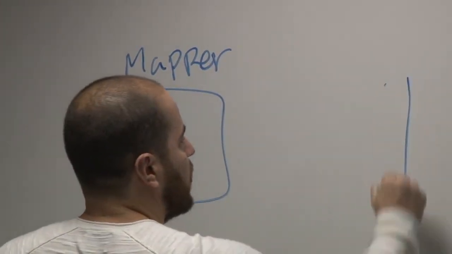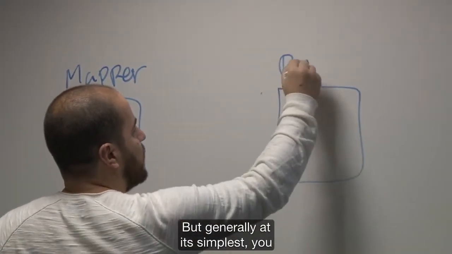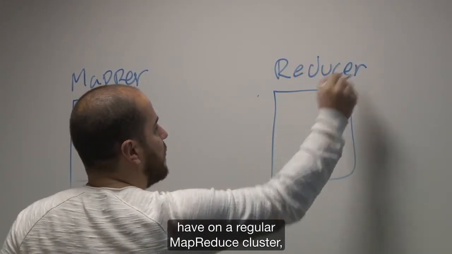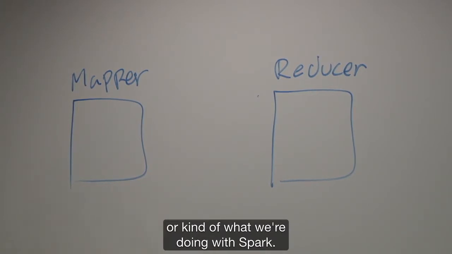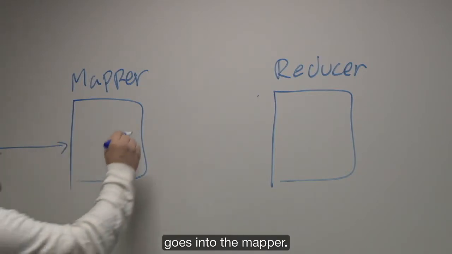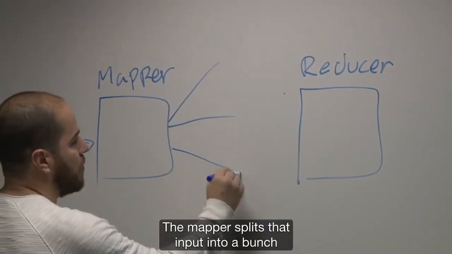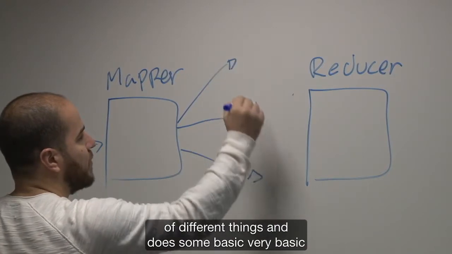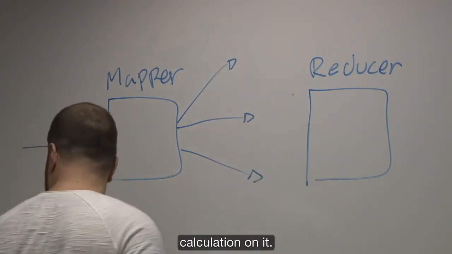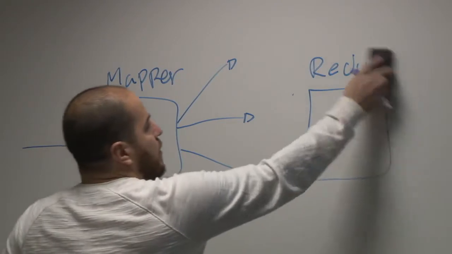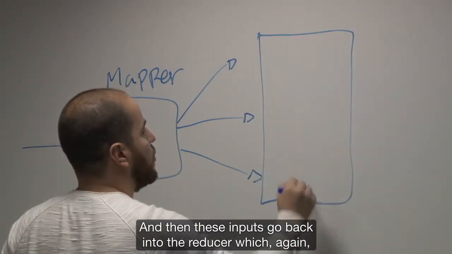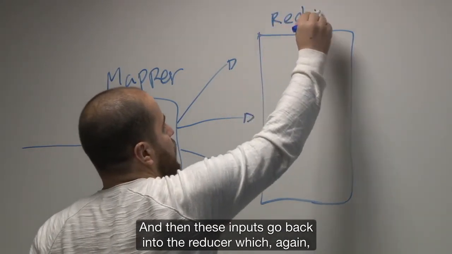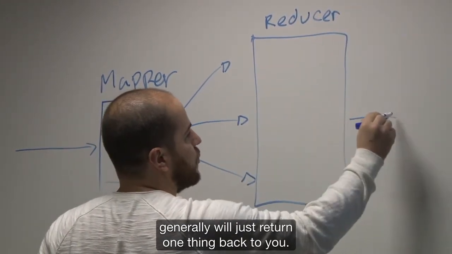But generally, at its simplest, on a regular MapReduce cluster, something like what Hadoop would do, or kind of what we're doing with Spark, the idea is you have an input that goes into the mapper. The mapper splits that input into a bunch of different things and does some very basic calculation on it. And then these outputs go into the reducer, which, again, generally will just return one thing back to you.